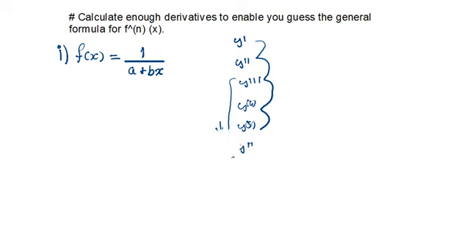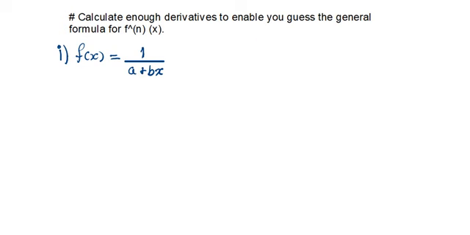Having said that, we understand that to get that pattern, we have to differentiate multiple times. For this one, I will try to differentiate up to the fifth derivative, so that we can obtain a pattern. All right, our f of x can also be written as (a + bx) to the power negative 1.